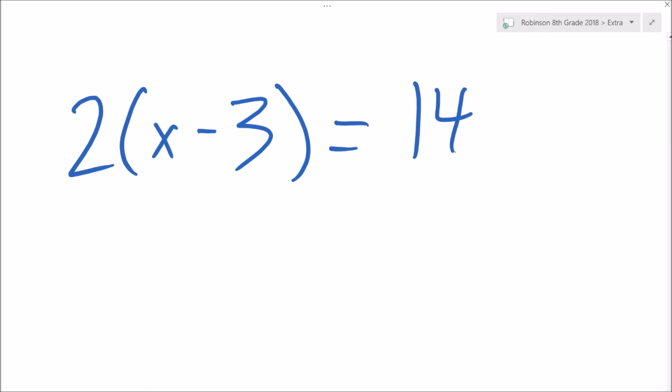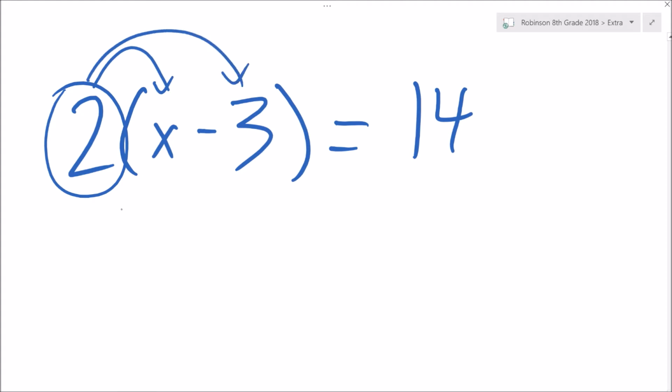This is our distributive property. In general, we would subtract 3, then multiply the answer by 2, and we would hope to get 14 at the end. That said, I can't do x minus 3. I can, however, distribute my 2 to both terms inside. This becomes a 2x, and 2 times 3 is 6. We keep our subtraction sign. That's still going to be equal to 14.